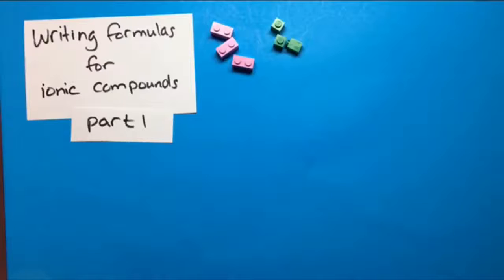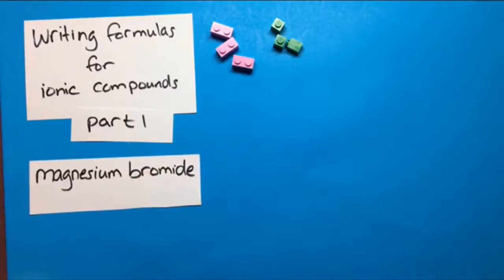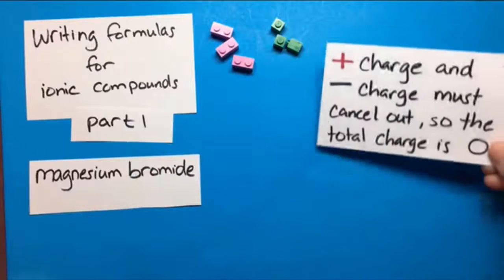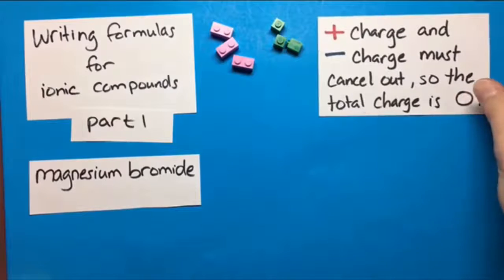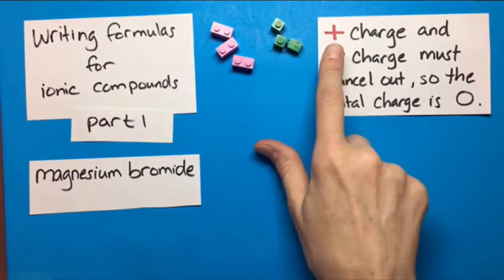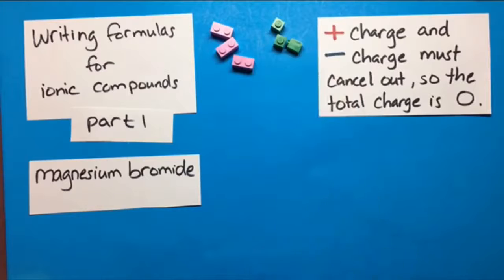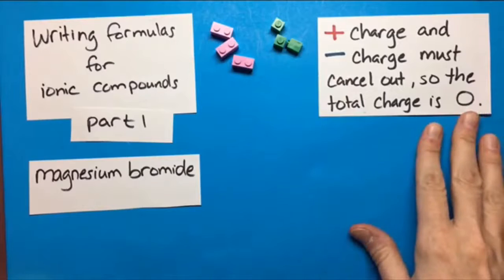Let's look at an example of how to write formulas for ionic compounds. And we'll use magnesium bromide as our example. Now, when we write a formula for an ionic compound, the rule that we are trying to follow is that the positive charges and the negative charges must cancel out so that the total charge is 0.